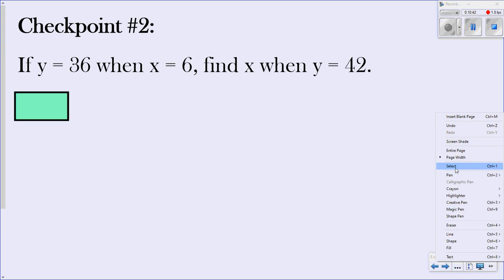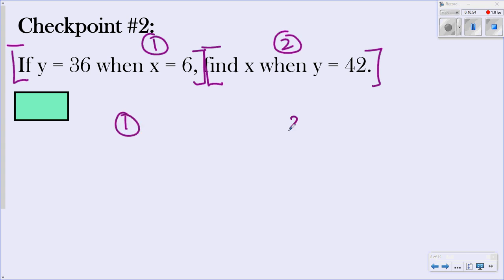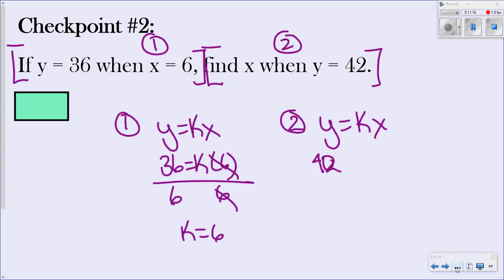Okay, same thing with this one. I'm going to break it down because that way you get into the habit of knowing that, oh, direct variation, two steps to this work. So I'm going to put y equals kx. They give me y and x. I'm going to find my k. I'm going to divide on both sides. My k is 6. Then I'm going to plug it back in here. Oops. Y is 42. Let me do that better.